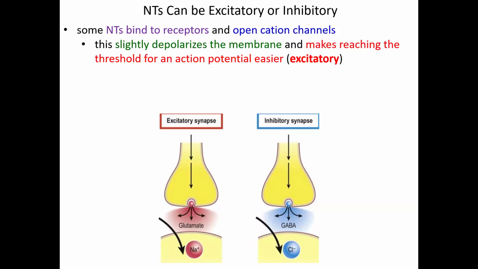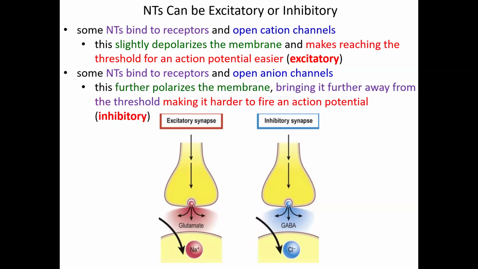How this happens physiologically is that when the neurotransmitter binds to a channel and allows positive ions in, well, that's going to be excitatory because that's getting us closer to the threshold. When a neurotransmitter binds to an anion channel and allows negatively charged ions in, we're further polarizing the membrane. We're making the membrane potential more negative, getting us further and further away from the threshold, making it harder for that postsynaptic cell to fire.